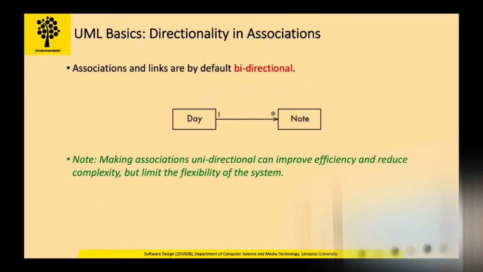So, directionality in the association. Associations by default are bidirectional, but it's also good, or maybe better, to have directions in your association. It more clearly specifies the relationship between objects, and it also reduces the complexity and improves the efficiency of the modeling.